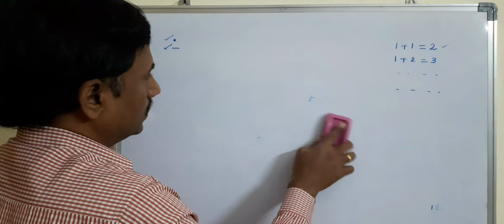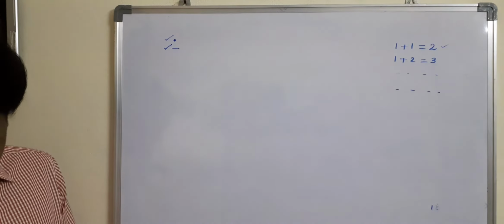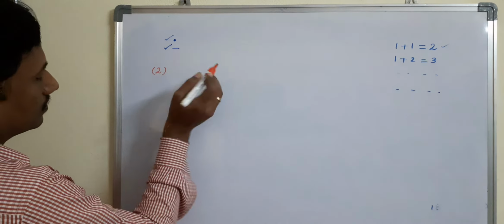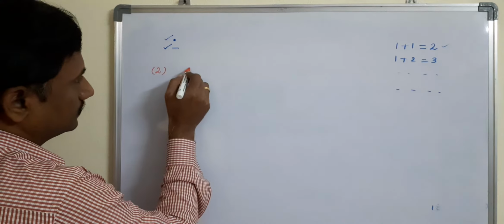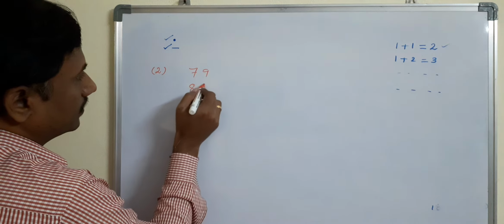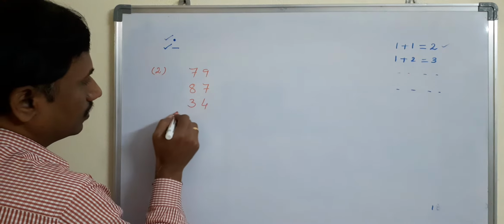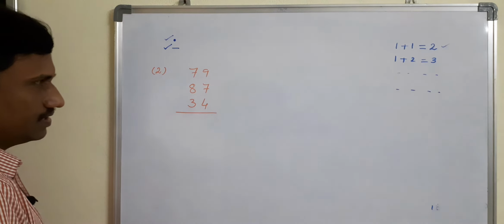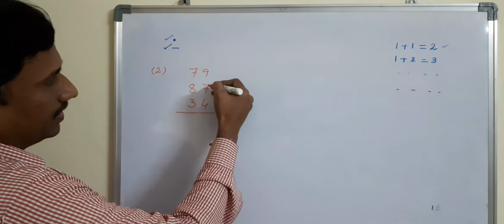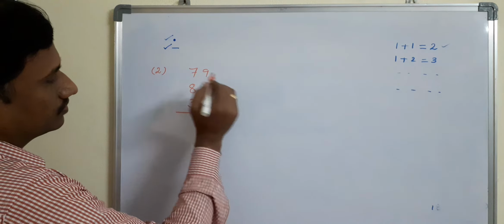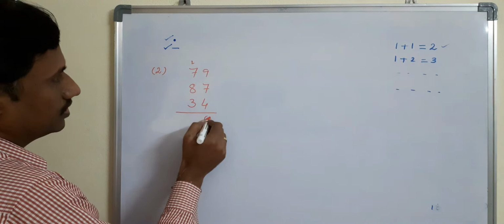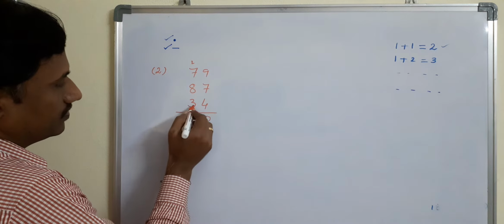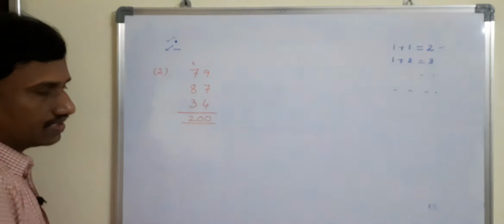How to do the addition of 2 digit numbers or 3 digit numbers or any number of digits in this method? That is the second method, 2 digit numbers or 3 digit numbers. Okay. For example, I have 79, 87, 34. How do we do this generally? We have to start from the ones place. 9 plus 7, 16. 16 plus 4, 20. Borrow 0, 2. 7 plus 2, 9. 9 plus 8, 17. 17 plus 3, 20, 200. This is the general way.